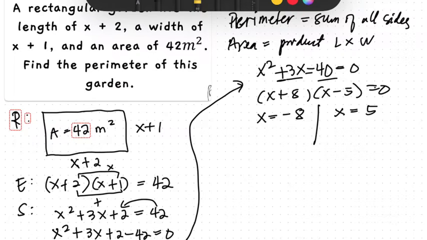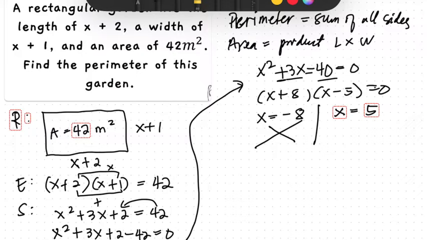So, ito mga anak yung sinasabi ko kanina na kapag meron tayong nakuhang negative na answer, hindi natin siya pwedeng tanggapin. Kasi we don't have any negative measurements. Wala namang negative 8 meters, di ba? So, kailangan yung positive lang yung kukuhanin natin. So, therefore, x is 5.